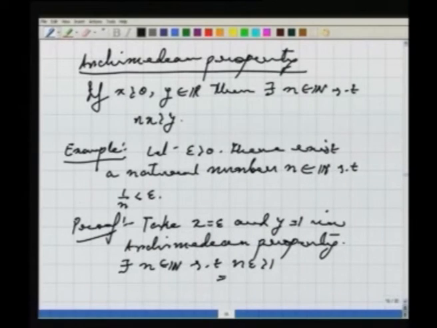Then by the Archimedean property there exists n in N such that n epsilon is bigger than y. This precisely means 1 by n is strictly less than epsilon. Let us look at some more examples of the Archimedean property, that is, applications of it. What does it really imply?